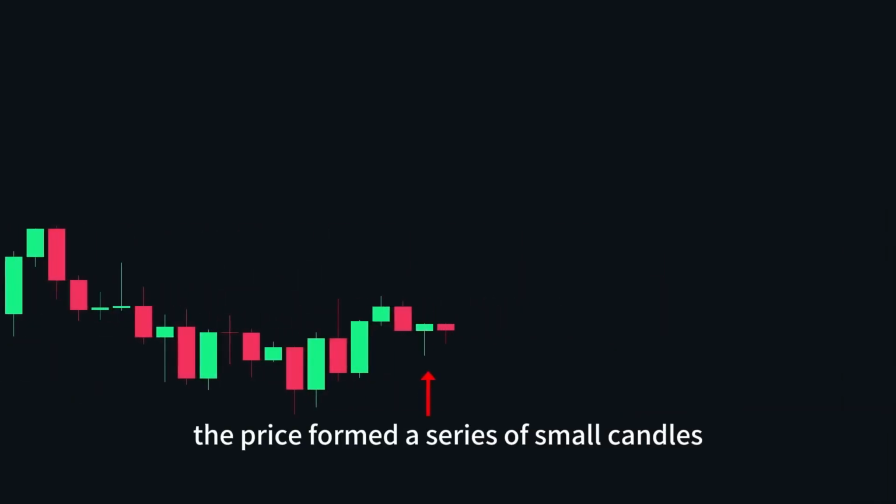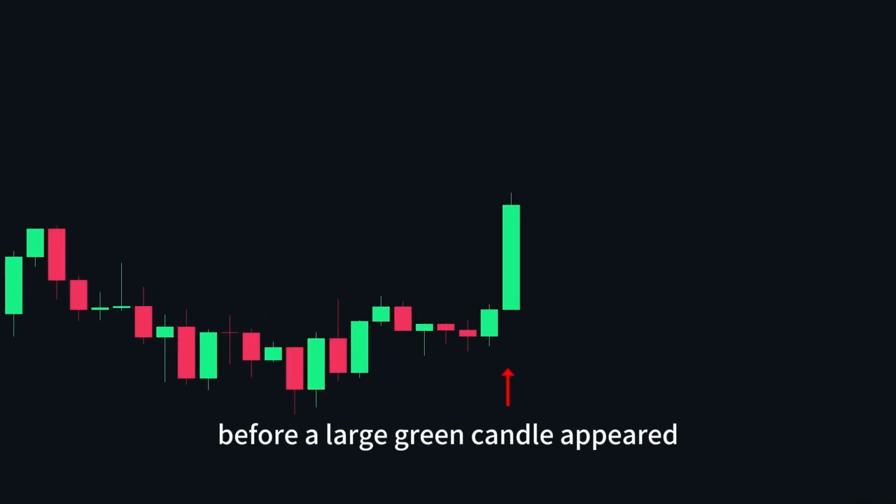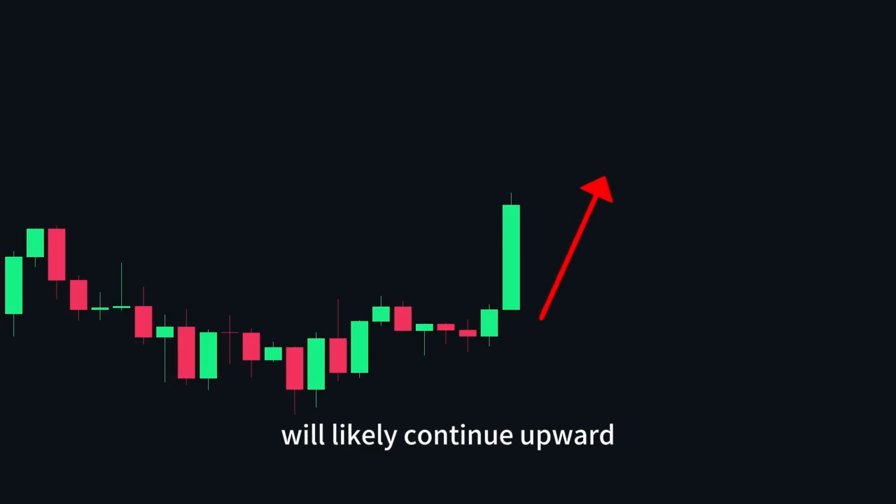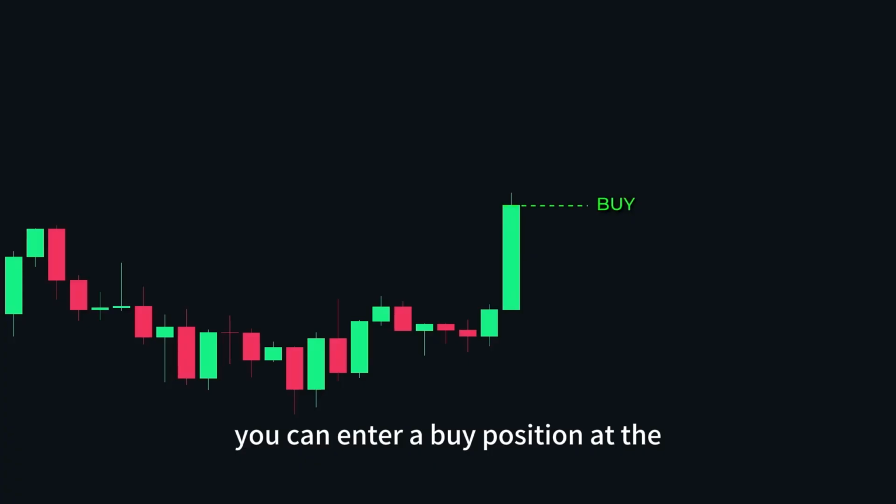Here, the price formed a series of small candles before a large green candle appeared, forming a bullish breakout pattern. This signals that the trend will likely continue upward. To trade this setup, you can enter a buy position at the close of the breakout candle, with a stop loss placed at the opening price of the breakout candle.